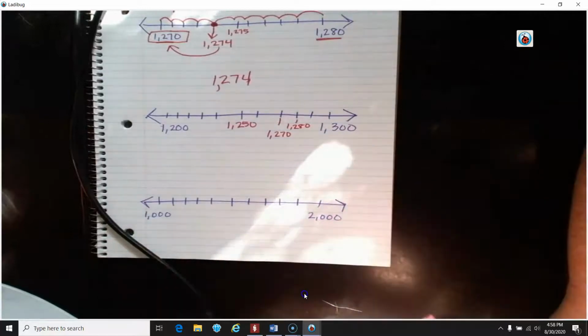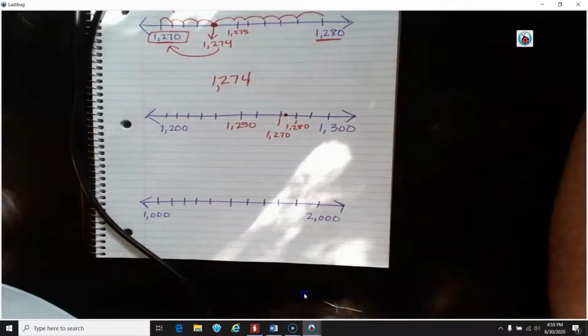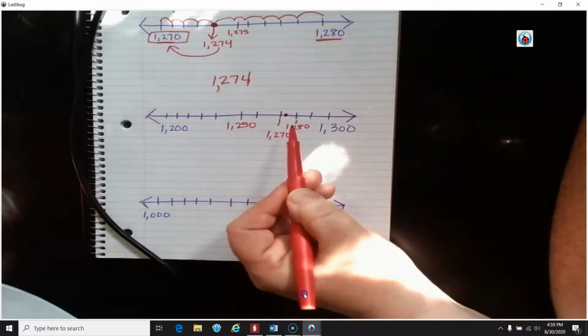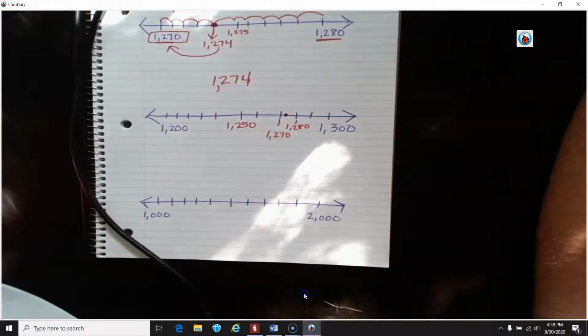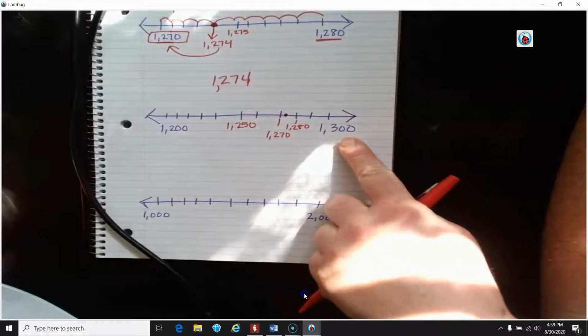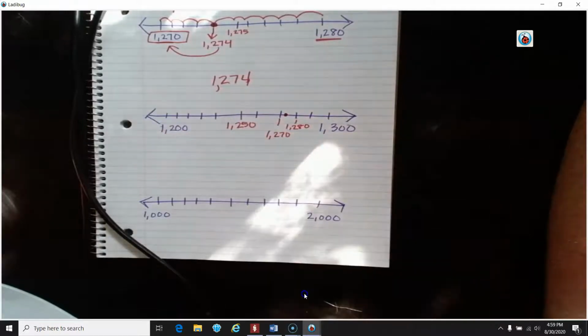Okay, so I know it's going to be in between those two because 74 is in between 70 and 80. And I put it a little bit left of center here because it's a little bit less than halfway between those two values. So now, again, I have to figure out, am I closer to this number or this number, because those are going to be my nearest hundreds.